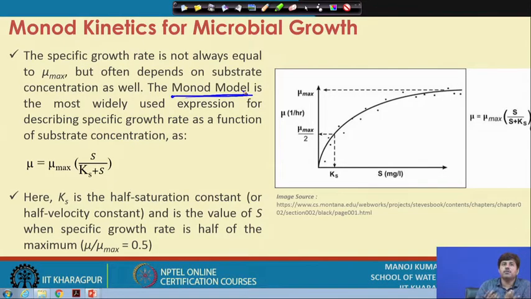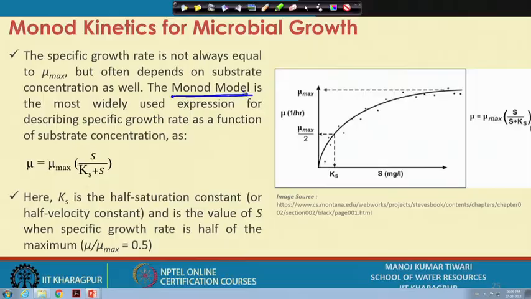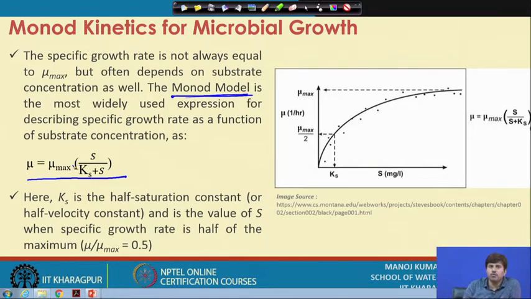So, they had a specific growth rate which is a function of the substrate. The specific growth rate mu is equal to mu max into S upon Ks plus S, where mu max is the maximum specific growth rate, which is close to the exponential growth rate. In the Monod model, Ks is basically an empirical parameter, called the half saturation constant or half velocity constant, which is the value of substrate when the specific growth rate is half of the maximum.